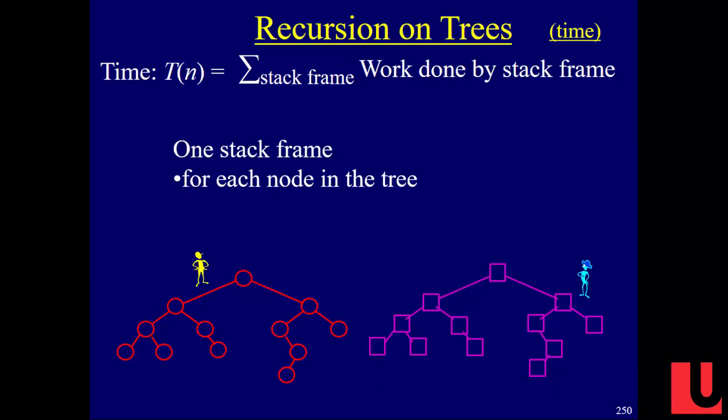So now you have to say how many stack frames we have. If this is our tree, then the tree of stack frames is going to completely mirror the tree. You buy that? Because you're recursing on the left and the right, and they recurse on the left and the right. The tree and the tree of stack frames are the same.